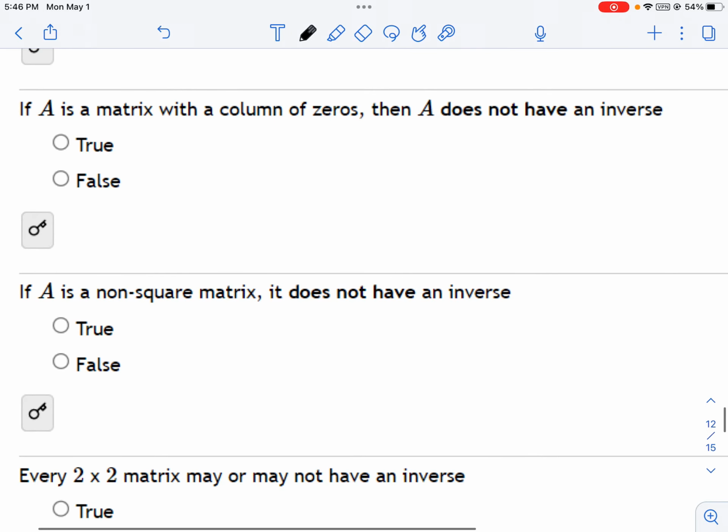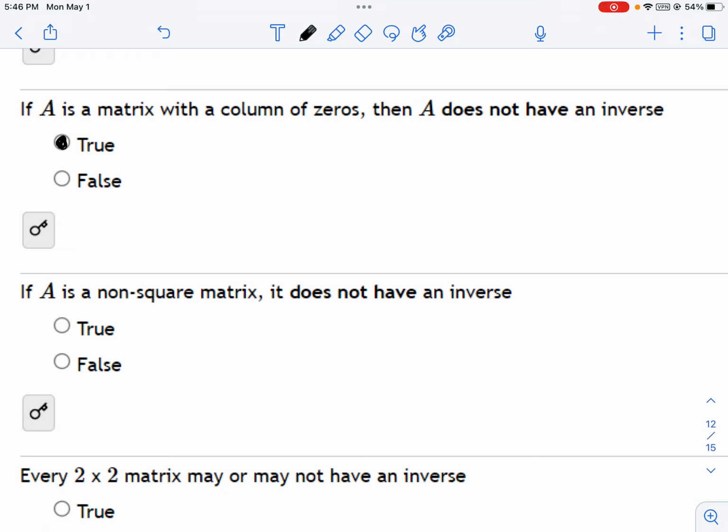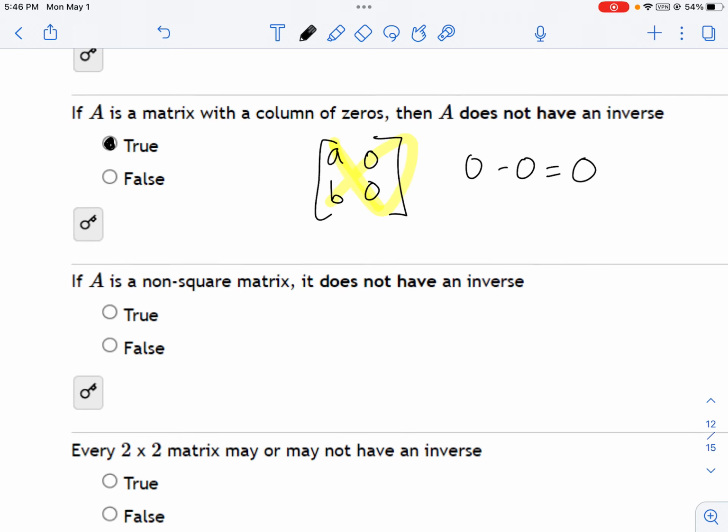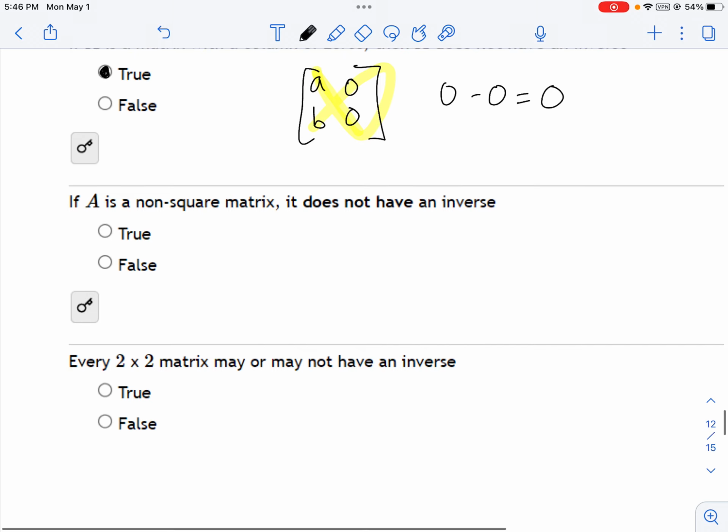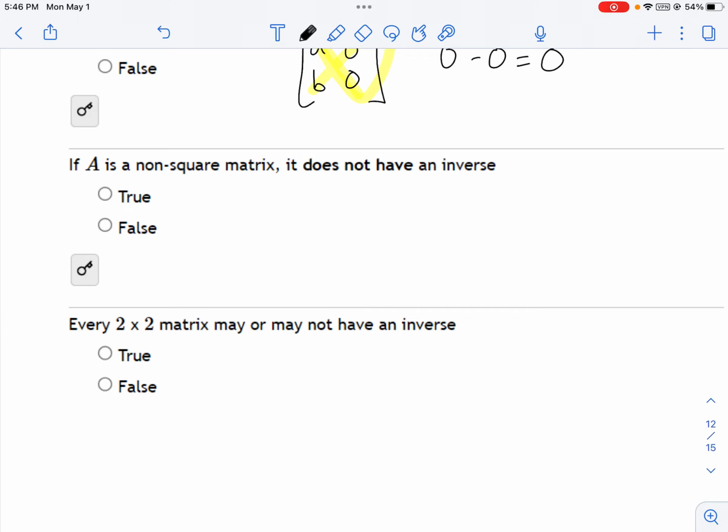If you have a square matrix with a column of zeros, then A does not have an inverse. This is a true statement, right? Think about it this way. If you have two numbers, and then you have zeros in the other column, then if you multiply these together, your first diagonal is 0, minus the other diagonal, 0 times b, also 0. That means you have 0 as your determinant. The determinant is 0, meaning the inverse does not exist, and a column of zeros means that you're always going to have this case.